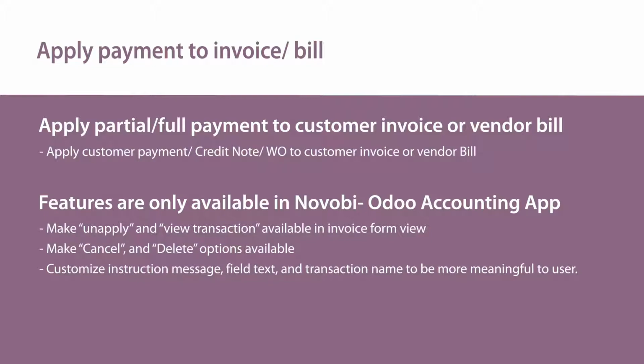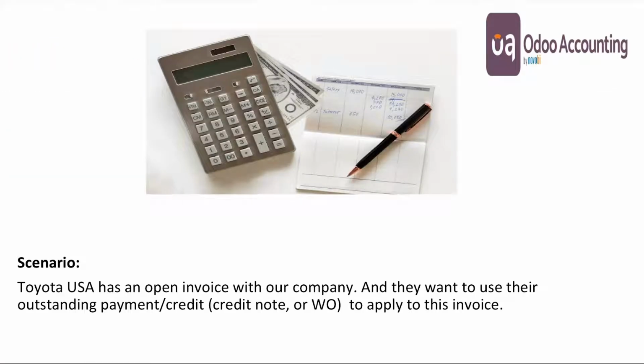To see how it works with the Novobi US Accounting app, let's start with this scenario. Let's say we have just issued an invoice to Toyota USA for a consulting job. Toyota has outstanding payments, credit notes, and write-offs that they can apply to pay for this invoice.